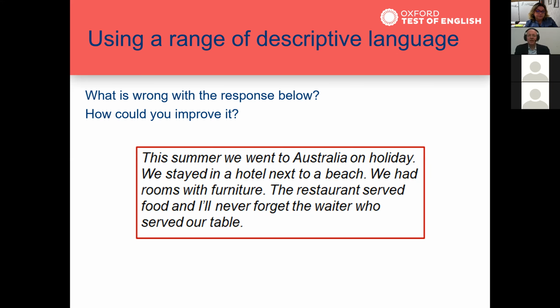We stayed in a hotel next to a beach. Yeah, okay, that's great. But that's also very common, very normal. We had rooms with furniture. I hope so. If you stay in a hotel, I hope there's a bed and a chair in the room. The restaurant served food. Now that really is surprising. I've never seen a restaurant that serves food. And the waiter, I'll never forget the waiter who served our table. Well, if you'll never forget him, why don't you tell us why you'll never forget him? Okay, this student has lost all of the opportunities to produce a fabulous B2 writing.